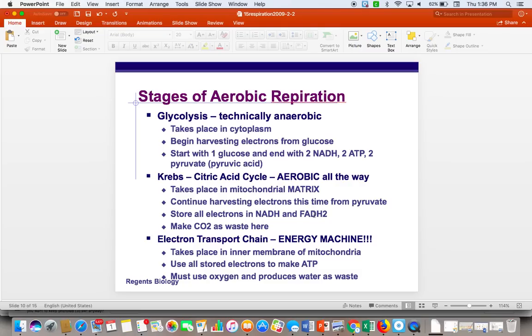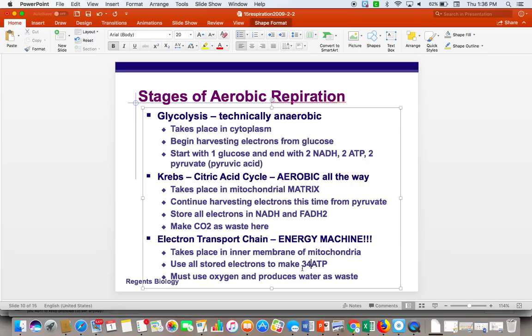And then all of the blueberries that we pick, the blueberry electrons, remember, we're going to store them in NADH and FADH2. So now when we go to the electron transport chain, which is literally our energy machine in the inner membrane of the mitochondria, we're going to take all of these stored up electrons. Remember, electrons, electricity is energy. So we're going to take all the stored electrons and we're going to use them to make ATPs, and I mean like 34 of them. So we're going to get a whole bunch of ATP out of this chain, but you got to have oxygen. And when you put the oxygen into the transport chain, what you're going to get out is water waste.